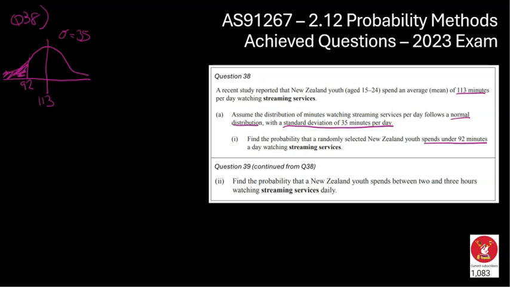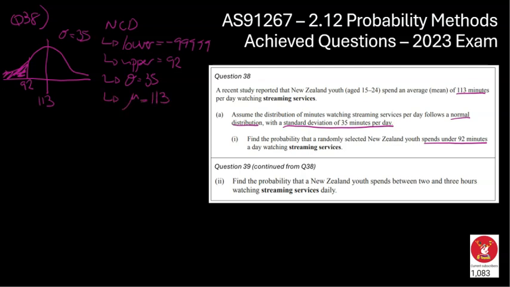So on my graphics calculator, just a reminder, I'm going to be using my NCD mode. If you don't know how to use that, do let me know. I do have some resources that can help. The first thing you're asked to input is the lower, which is just going to be a negative big number with lots of nines. Then we're dealing with the upper, which in this case is 92. The calculator then wants you to put in the standard deviation, which is 35, and then finally it asks for a mean of 113. So plug that in.